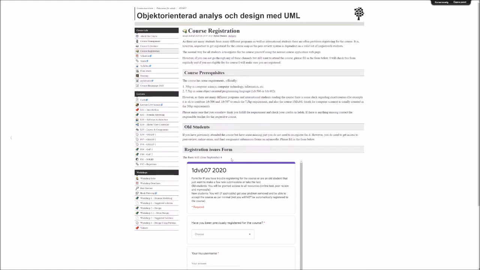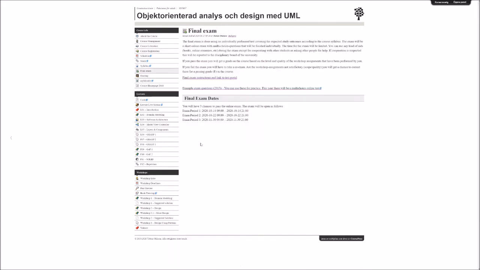If you're an old student that has already attended the course, you do not need to re-register for it. However, I need to give you access to the peer review system, online exam, and things like that. So please fill in the form below and I can grant access to these resources. As mentioned, there will be an online exam for the course. I will post more information when we approach the deadlines.